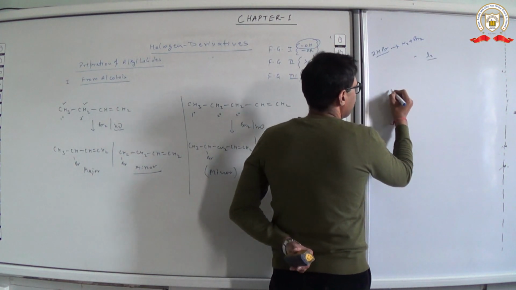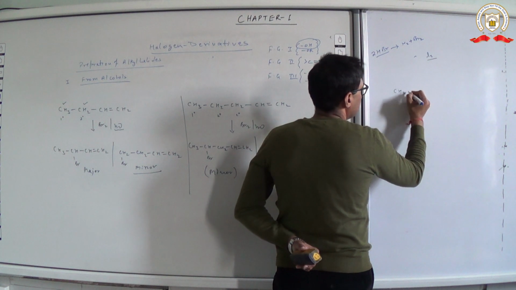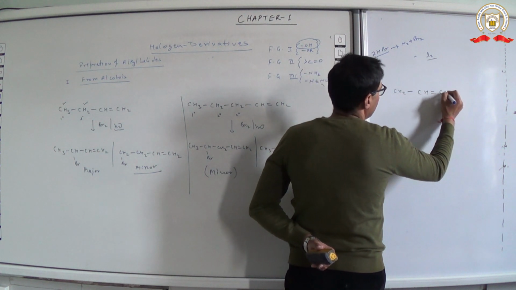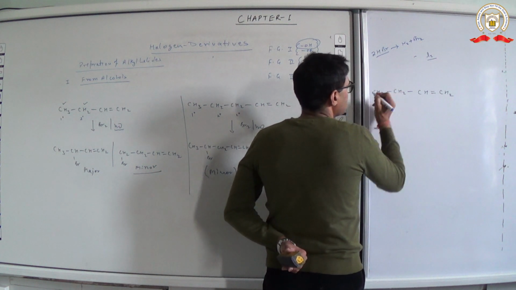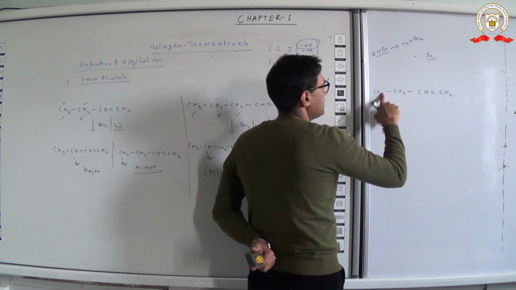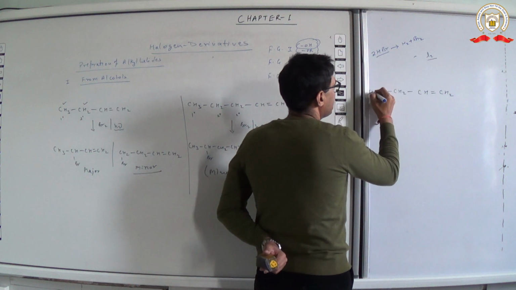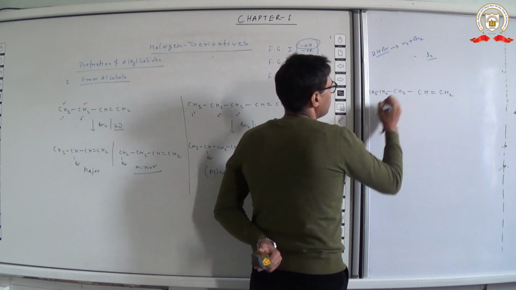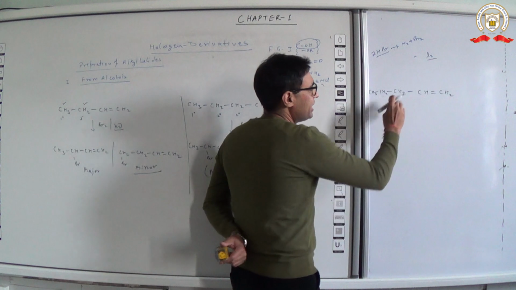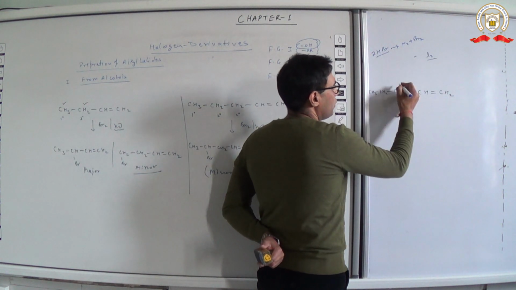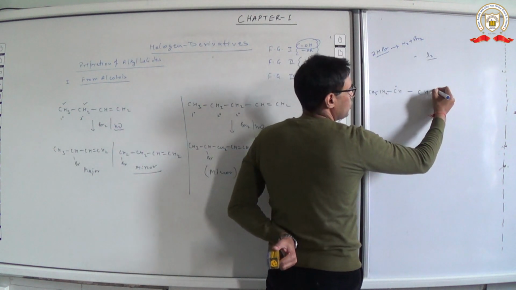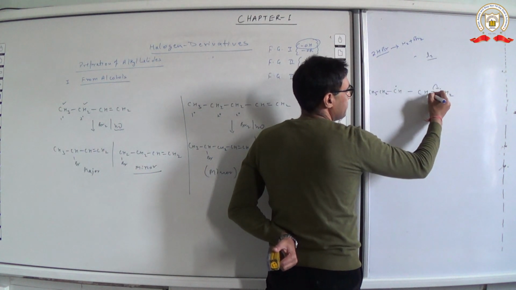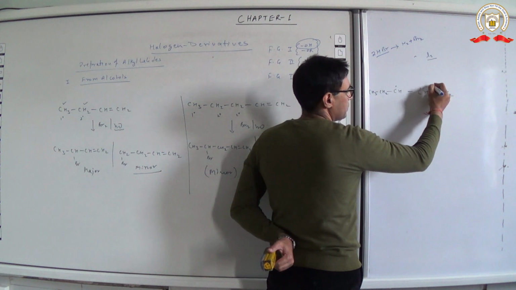Suppose I have a free radical. This is the compound I got, or I take one compound. I am writing it like this. I am taking the same compound. If I remove H from here and I form a free radical, what will happen? This double bond will undergo homolysis. You will get a free radical here, another free radical here.